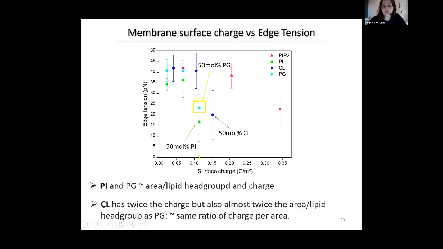As for CL, although it has twice the charge, it also has almost twice the area per lipid head group as PG. So at the end, they have a similar ratio of charge per area, and that's why we only see a reduction in the pore edge tension for membranes containing 50 mole% of CL.